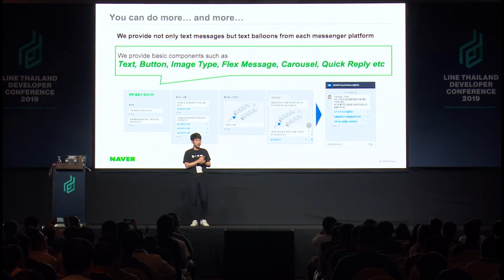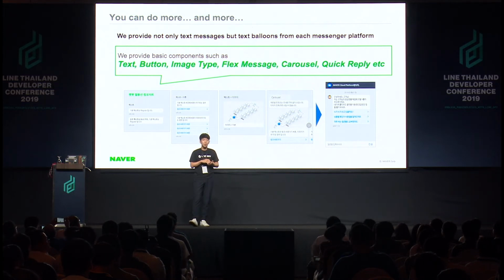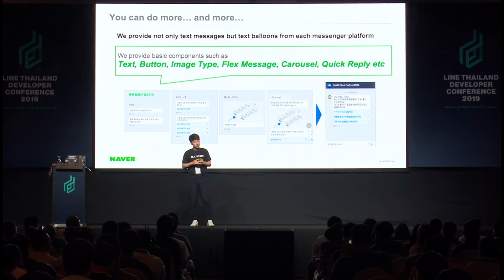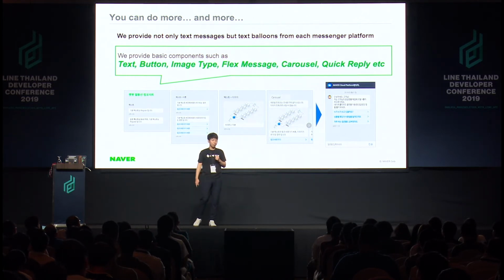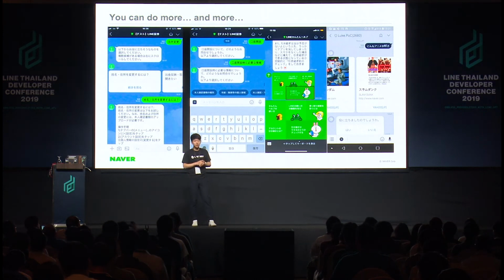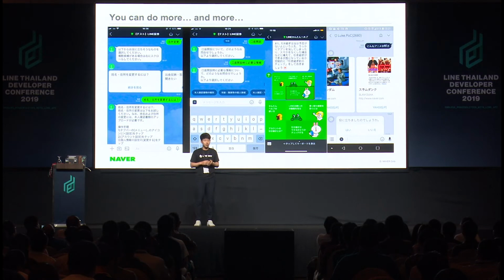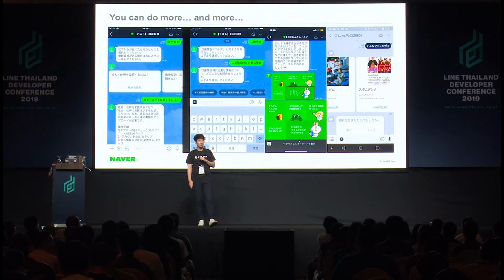We provide just the basic components such as text, button, image, and flex message, and so on. You can use those things on our messenger platform, and then you can use that in our chatbot. So here are some examples that are currently used in our chatbot builder framework. There's a carousel message, flex message, quick reply, and some other things. So everything is going to happen on our chatbot builder framework with a high performance chatbot.